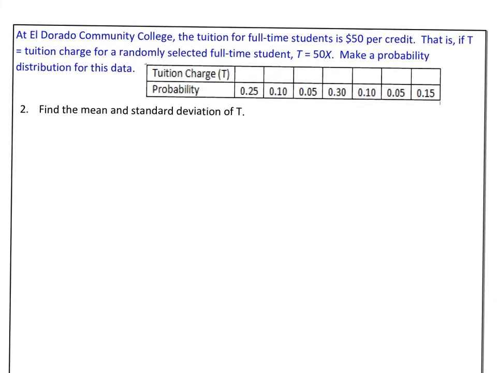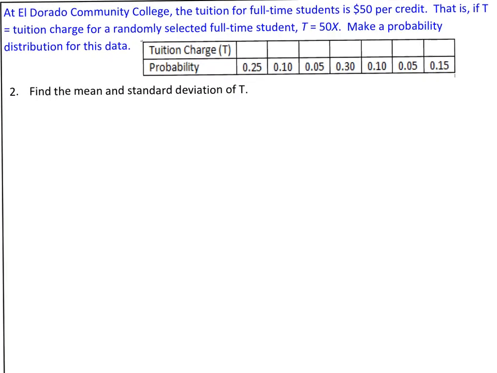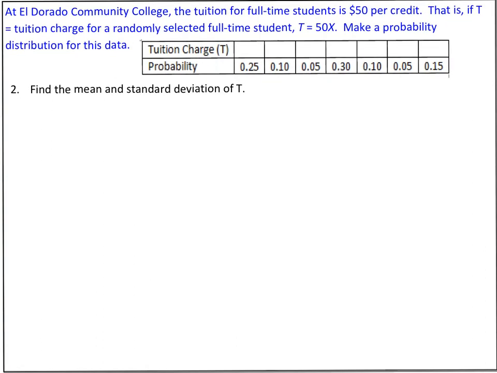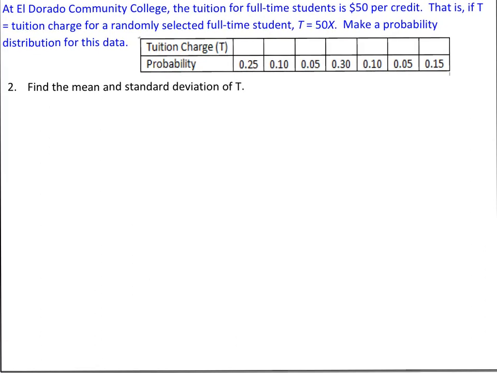What is going to be new in 6.2 is we're going to recalculate the mean and standard deviation, but we're going to transform the data. Now, you might remember back in Chapter 2 we did this. And it should kind of feel the same. Okay? Now, I told you El Dorado is affordable. $100 a credit.